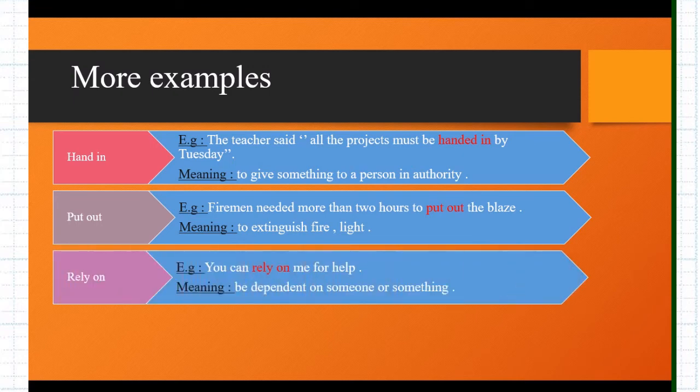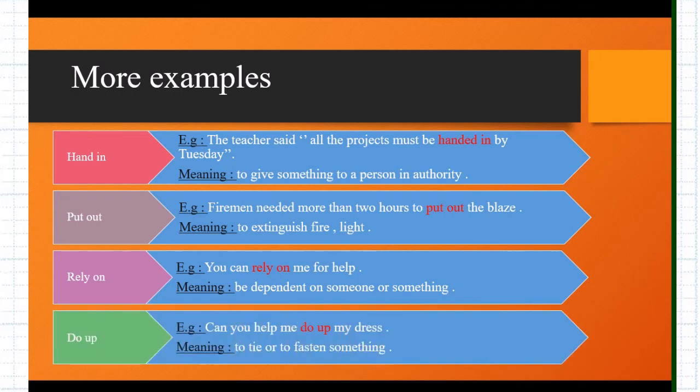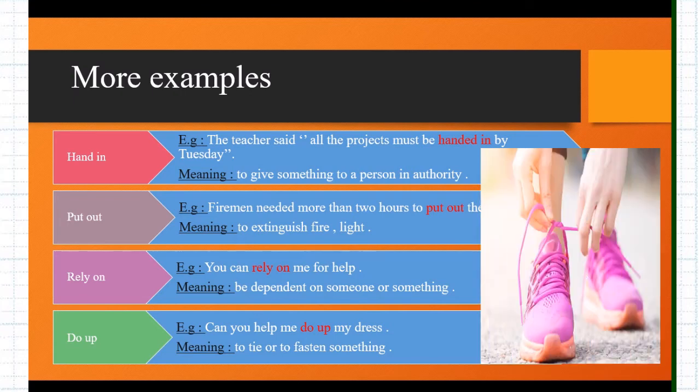Rely on. You can rely on me for help. So it means you can be dependent on me if you need help. Do up. Can you help me do up my dress? So it means to tie or to fasten something, like your dress, your shoes, your hair, like in the picture here.